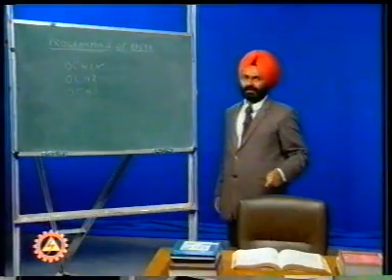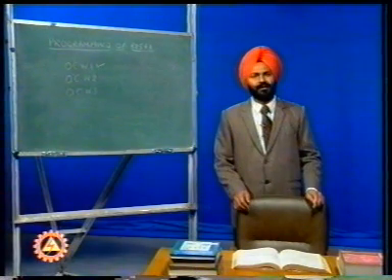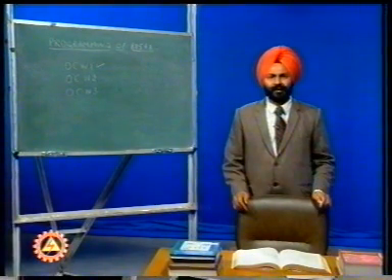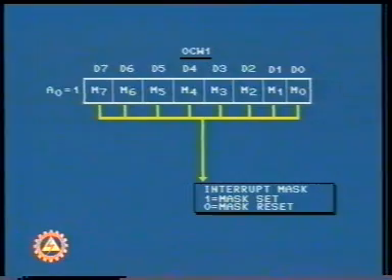Now, this operational command word 1 controls the masking of the interrupts of the controller. The microprocessor writes a mask byte into the interrupt mask register of the controller. Wherever a logic level 1 is written, that corresponding interrupt is masked, and wherever logic level 0 is written, the interrupt is unmasked.